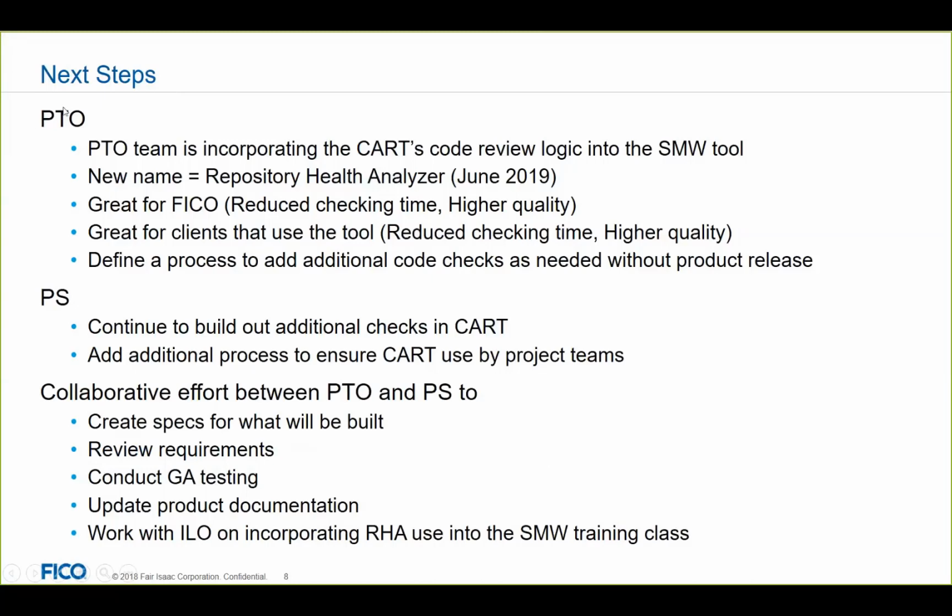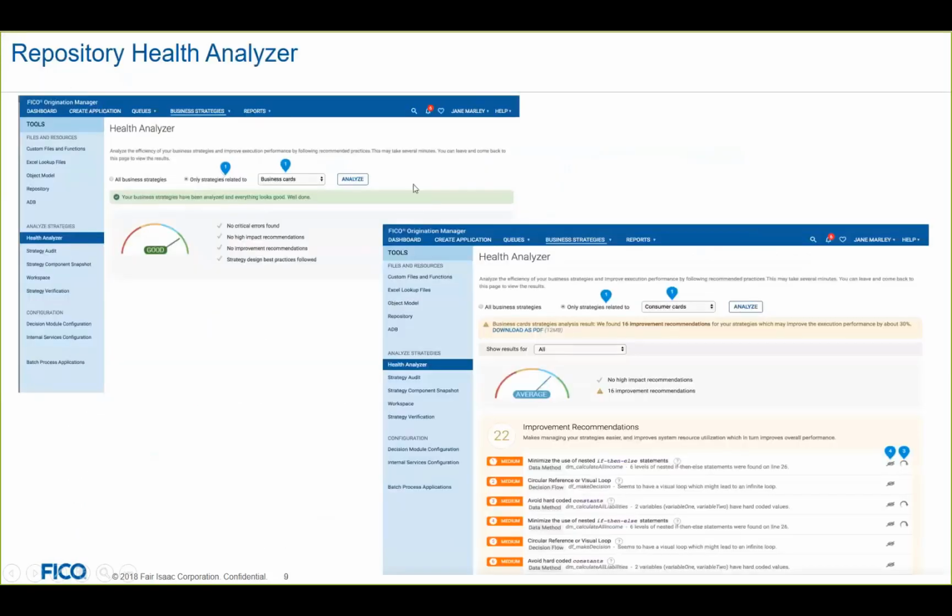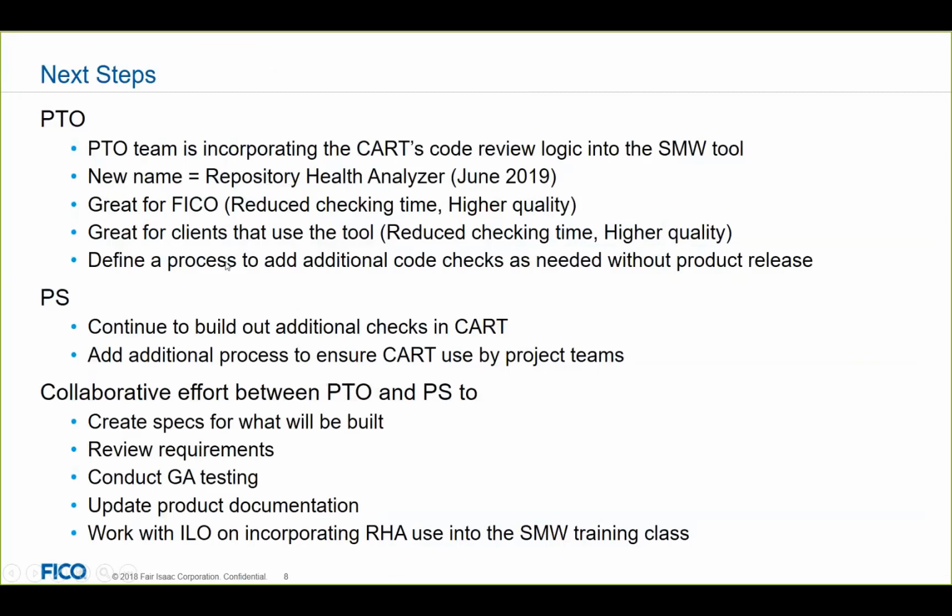We're going to talk about some of the things that we're doing with the product team to make the CART type of information available in the SMW tool. It's actually a new capability called Repository Health Analyzer. And here is a picture of how it's been prototyped for us. We're not stopping just at our little point in the world. We're really trying to get that embedded into the product, and it's due to come out in June of 2019.